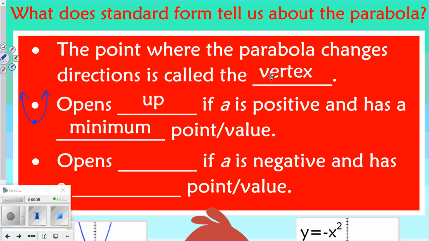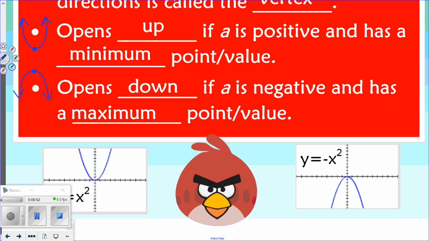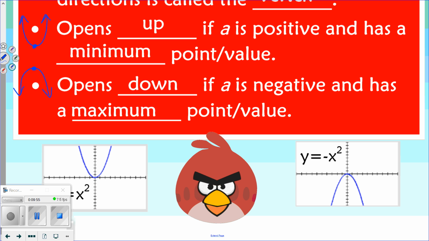It opens blank if A is negative. It opens down if A is negative and has a blank point. Is the vertex the minimum or the maximum? It's the maximum. All right, so if you look down here, I went ahead and put these on here. If I have just a positive x squared, it's going to be opening up. If it's a negative x squared, it opens down. If you put the arrows on the end, they actually point negative, and these are going to point towards the positives.